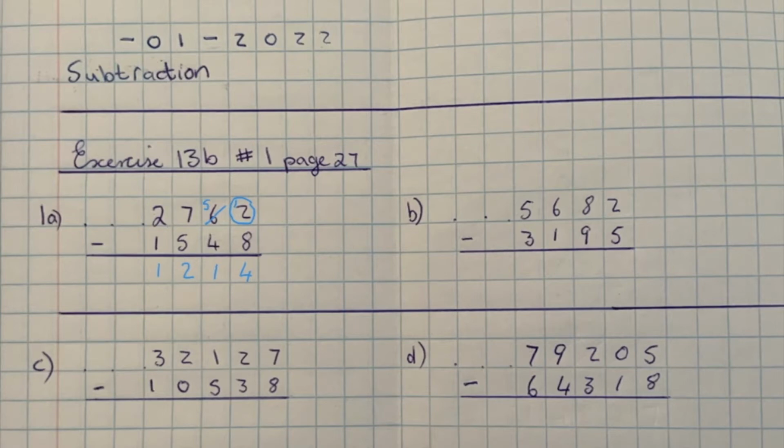Let's have a look at B. You can't give away 5 if you only have 2. So you go to the number next door and you borrow from the 8. The 8 becomes a 7 and the one that you borrow comes next to the 2. See it as a 12. 12 minus 5 is 7. Now 9 cannot be subtracted, so we go next door. This now becomes a 5 and the number we borrowed goes next to the 7. That is now 17 minus 9, which will give you 8. 5 minus 1 is 4, and 5 minus 3 is 2.